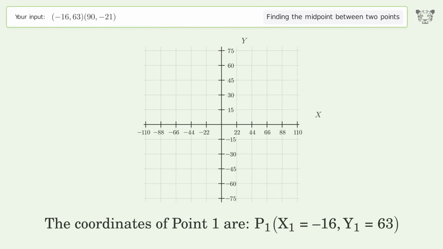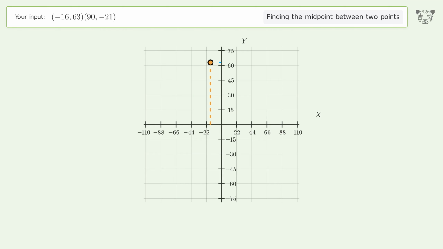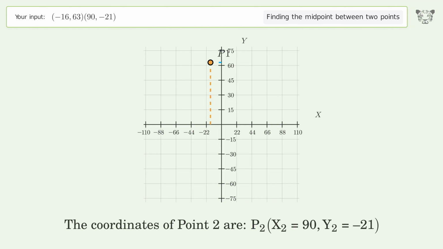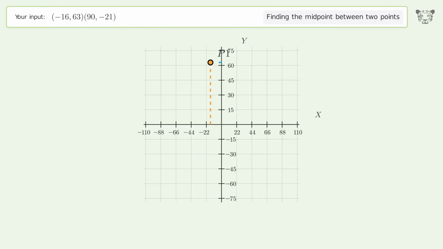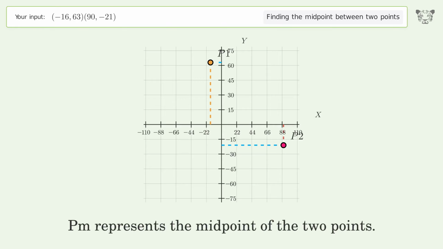The coordinates of point 1 are x1 equals -16, y1 equals 63. The coordinates of point 2 are x2 equals 90, y2 equals -21. PM represents the midpoint of the 2 points.